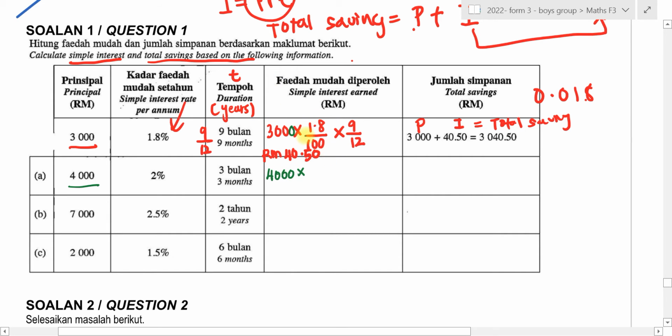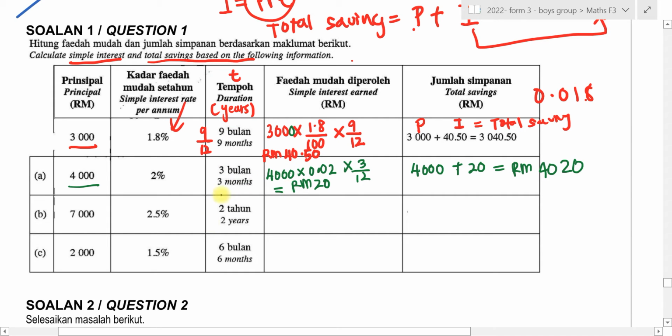Next is 4000. You multiply with 2%. 2% means 0.02. And then in 3 months, so 3 over 12, because we want the years. Wait, one second, let me calculate. You should be getting 20 ringgit as your interest. So your total saving is your principal value 4000 plus your interest value 20 ringgit. So in total is RM 4020.